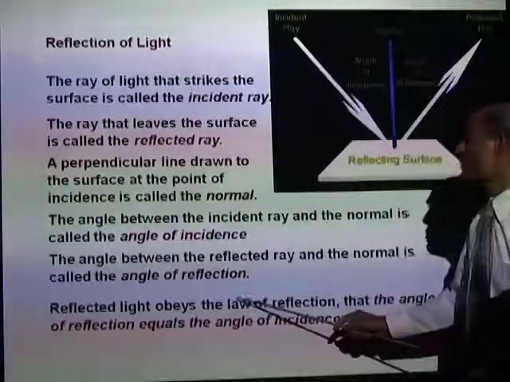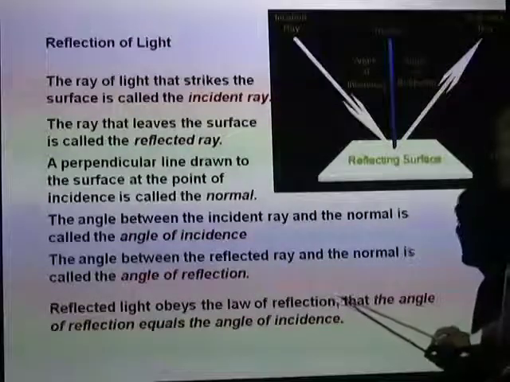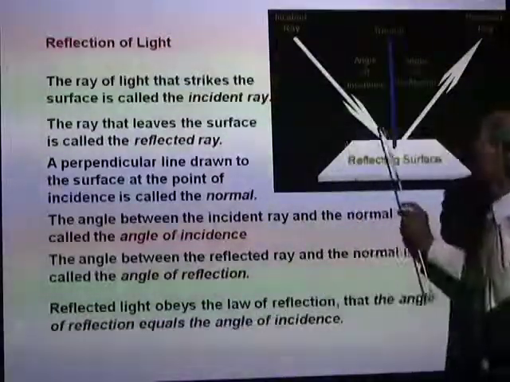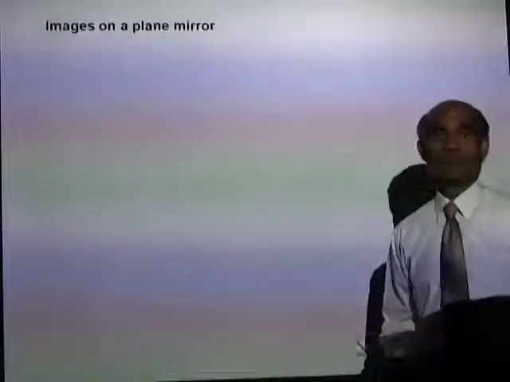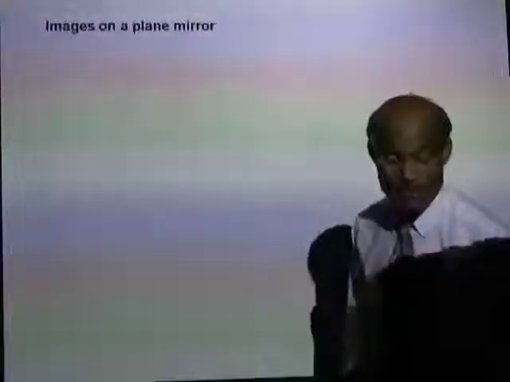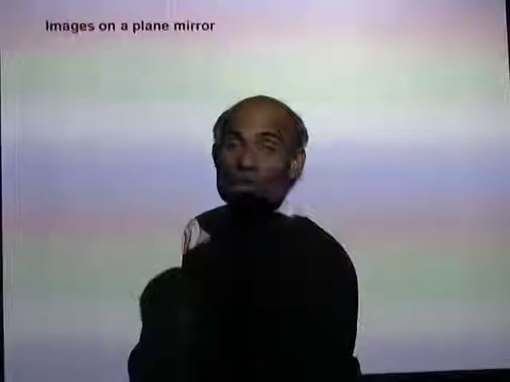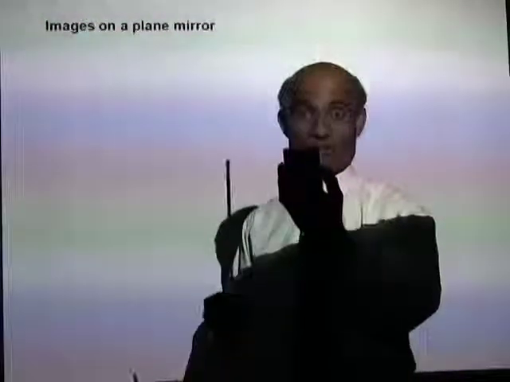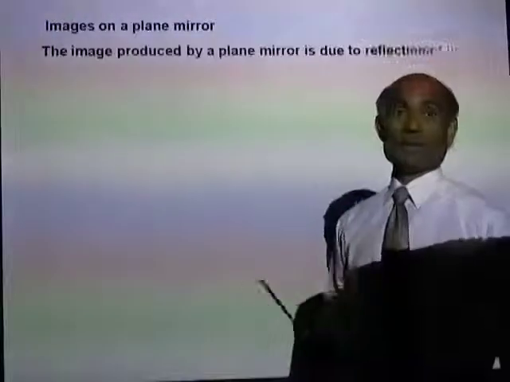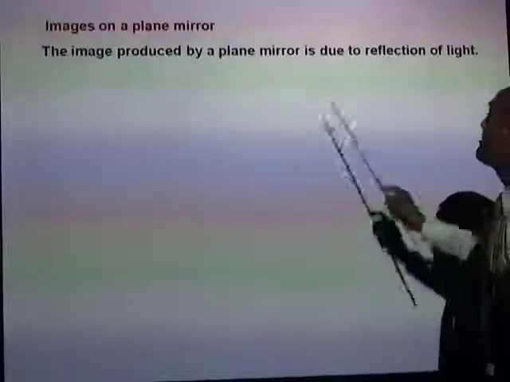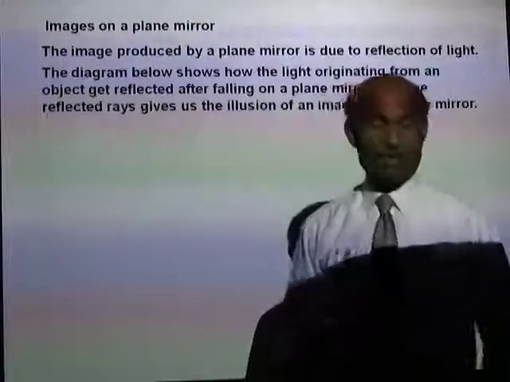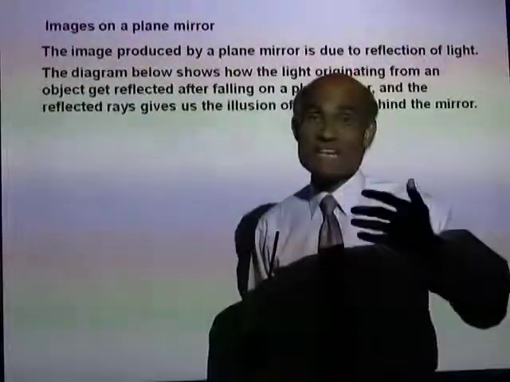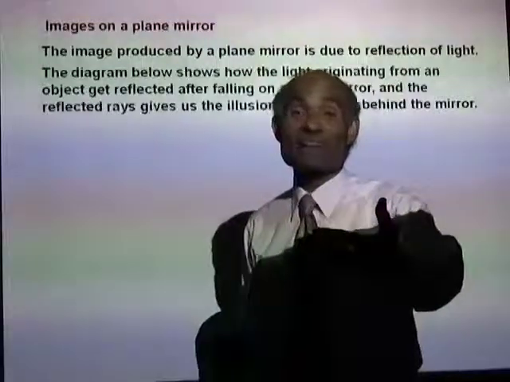Now, reflected light obeys the laws of reflection, and the most important law is that the angle of incidence is equal to the angle of reflection. Well, images on a plane mirror, you know that when you look into a plane mirror you see your image, is that right? Well, everybody is familiar with that. Now, the image produced by a plane mirror is actually due to reflection of light. And one of the properties of light that we did not discuss is that light travels in straight lines.